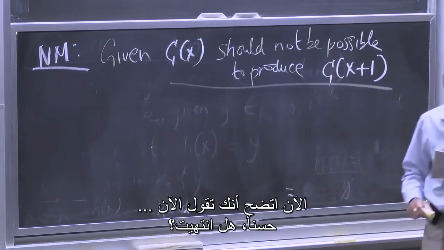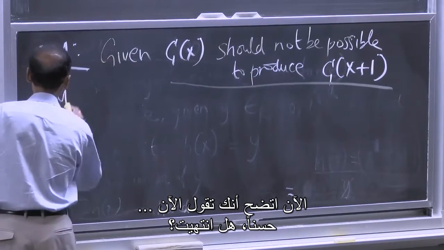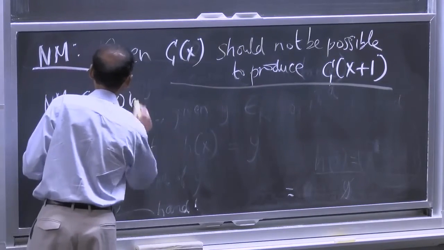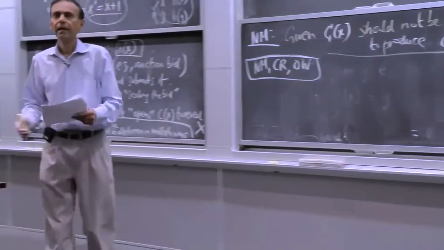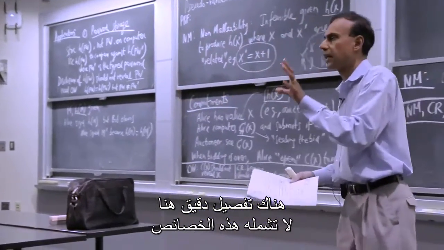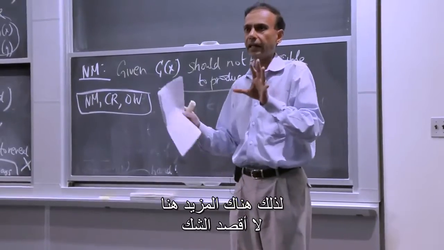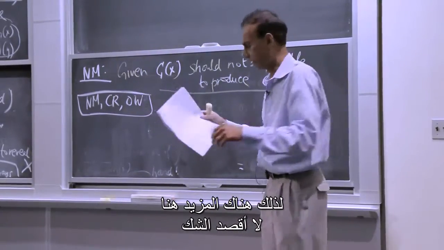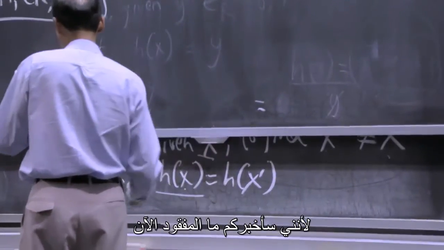Now it turns out you now say, okay, am I done? I want these three properties, and I'm done. Right? There's a little subtlety here which these properties don't capture. So that's why there's more here, and I don't mean to titillate, because I'll tell you what is missing here.